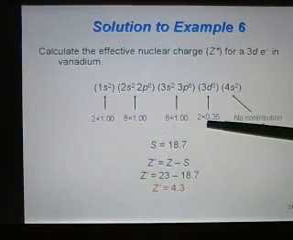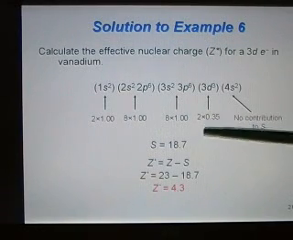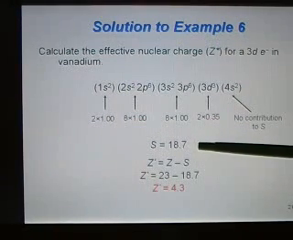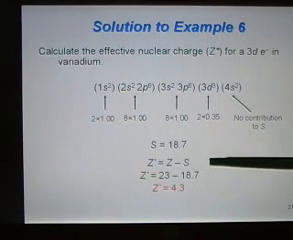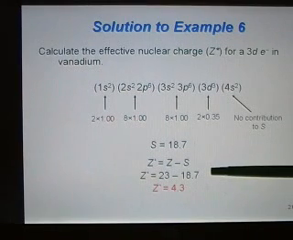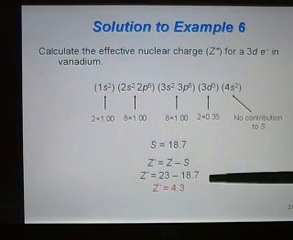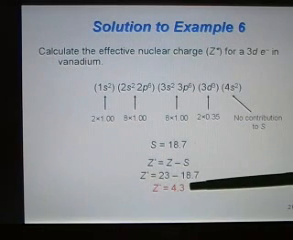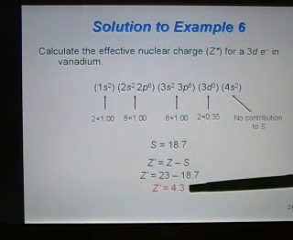If you multiply the four values given below and then add them together, the shielding constant for a 3d electron in vanadium is 18.7. Calculating the effective nuclear charge requires us to subtract the shielding constant, 18.7, from the atomic number, 23. And that gives us an effective nuclear charge of 4.3.